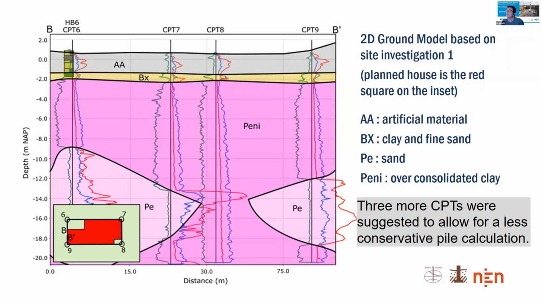And you can see that, compared to the previous 2D model, the artificial material that was used to raise the site has increased. It's now up to 3 meters. The fine silt and clay and sand layer is approximately the same depth. And we can see there's a little bit more over-consolidated clay than we expected. And this over-consolidated clay is deposited in steep valleys. So if I look at this drawing and the distance between CPT 6 and 7 and 8 and 9, then there's a lot of uncertainty regarding where these pile tips will actually end up, because they're usually quite steep. So 3 more CPTs were suggested based on this phase 1 to allow for less conservative pile calculation.